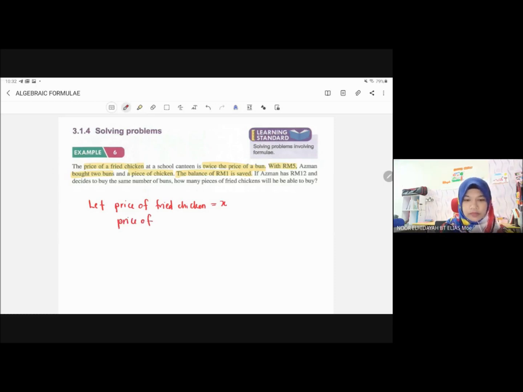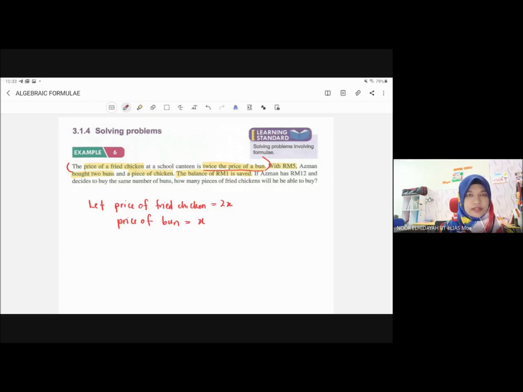And then price of apa satu lagi? Bun. Price of bun is equals to twice the price of bun. Oh, so yang mana satu ni? Cuba fahamkan. Price of fried chicken at school twice the price of bun. So kalau bun tu ialah X, so price of fried chicken is 2X. Okay? Betul tak ni? Cuba fahamkan semula this sentence. Okay, the price of fried chicken at school canteen is twice the price of bun. Okay, betul lah tu, price of bun X. So the price of fried chicken is 2X.